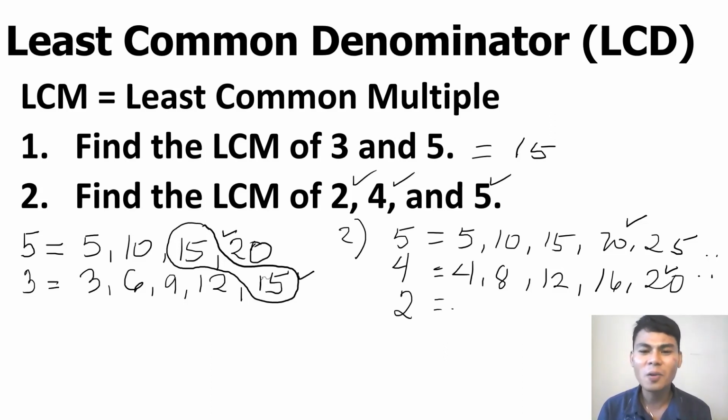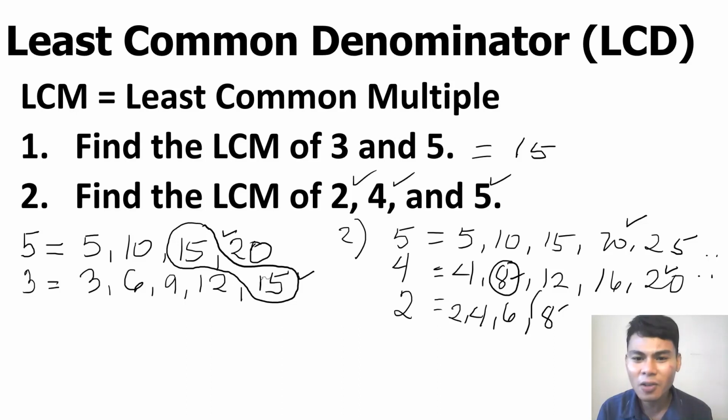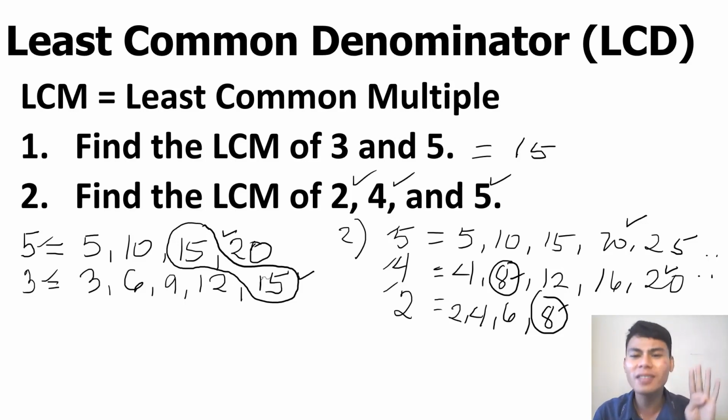Sige, 2: 2, 4, 6, 8. Uy, may 8, may 8. Yan ha, baka mag-stop kayo sa 8. Pero ang tanungin nyo sa sarili nyo, may 8 ba sa 5? Wala. So do not choose 8 as the least common multiple. Dapat common. Common sa dalawa, if we're talking about 2. Common sa tatlo, if we're talking about 3. If 4, common sa 4.